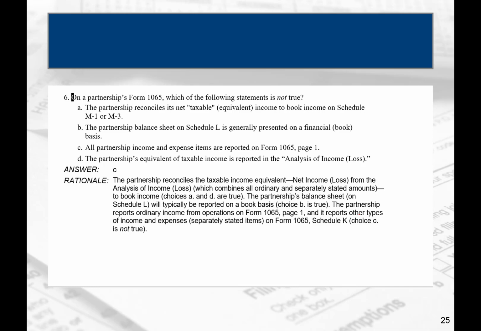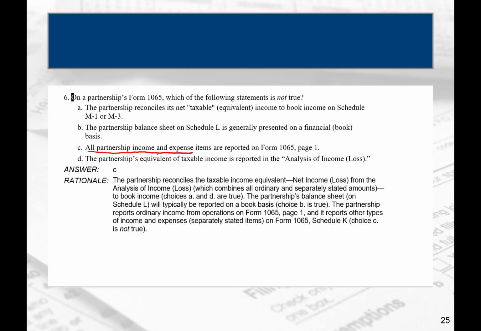C, all partnership income and expense items are reported on Form 1065. So the revenue and expenses were on that 1065. Okay, all of these are true except what? Except this one. What makes this one the incorrect statement is that it says all partnership income and expense items. Well, there are items that are reported over on the Schedule K, aren't they? So some of those items get reported over on Schedule K, so that's why that's incorrect. The rest of these are okay.